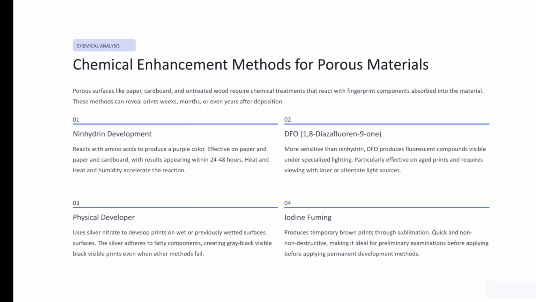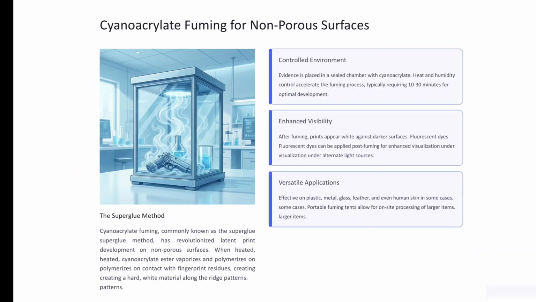But the most sophisticated is cyanoacrylate fuming, the superglue method. This process occurs in a controlled chamber where fumes bond with fingerprint residues, creating white deposits. The controlled environment manages temperature and humidity to optimize the fuming process, typically lasting 12 to 30 minutes. Enhanced visibility follows as the prints appear against darker surfaces. Visual applications include flexible tubing that allows for consistent carbon deposition and creates hard white matrices following the ridge pattern.